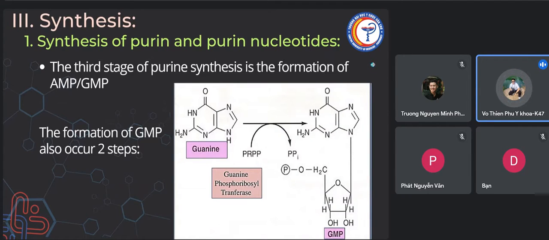The formation of GMP also occurs through two steps. Step 1, the dehydrogenation of the molecule IMP, and step 2, the amination of the XMP molecule to GMP.